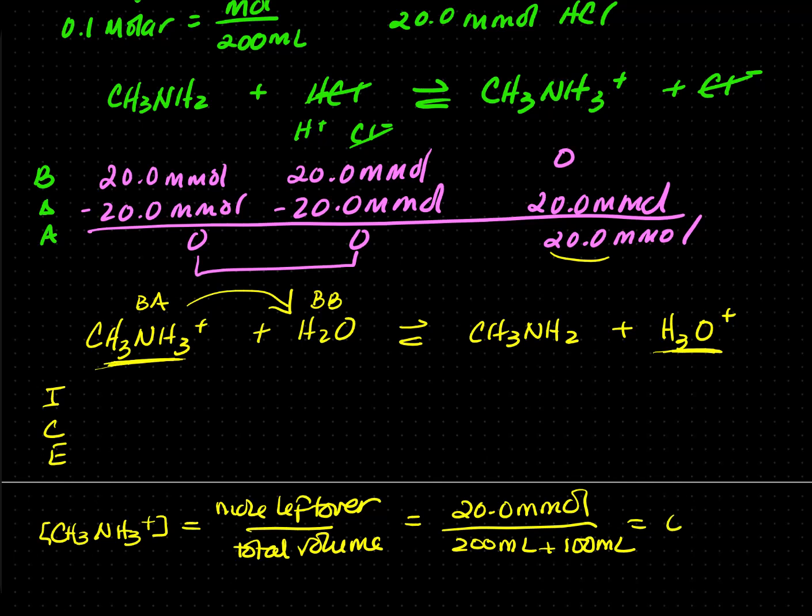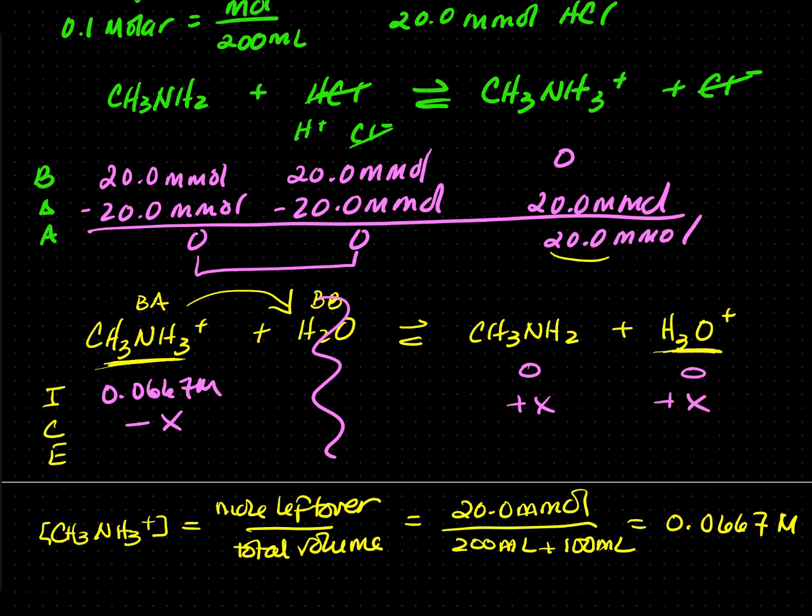So if I calculate this, I will get 0.0667 molar. The millis will cancel out. So that is my initial concentration of conjugate acid. Water does not count. My weak base and the hydronium ions are 0. So now I'm going to complete the change with minus x on the left side, plus x on the right side. And if I add my equilibrium, it's 0.0667 minus x, x, x.